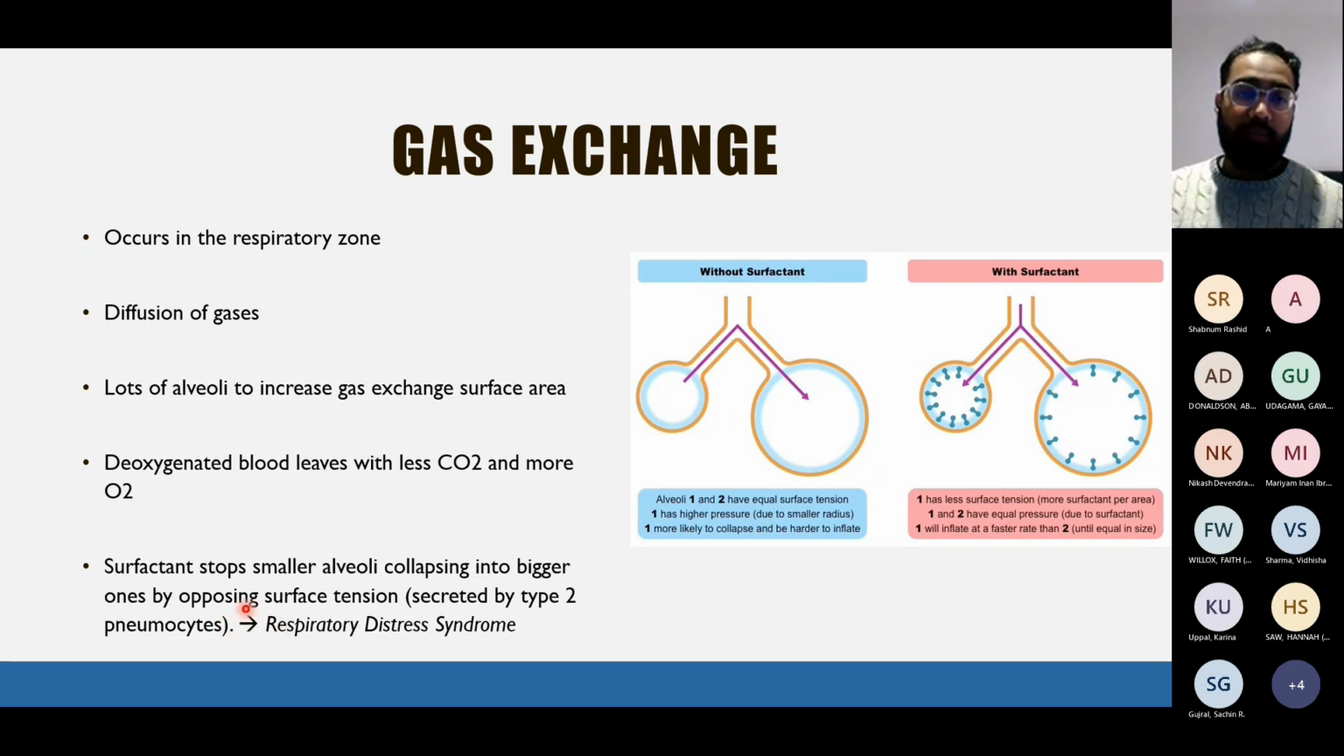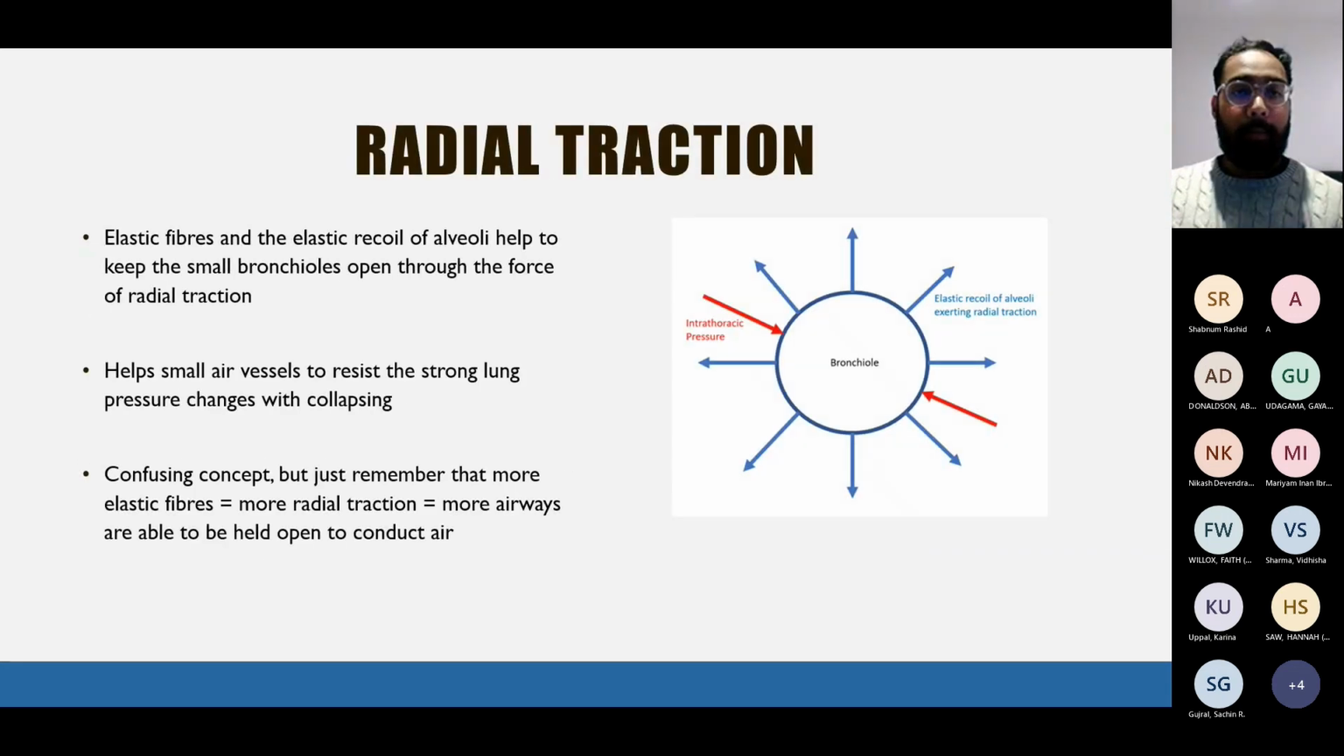And then when the premature baby is born, there's a much reduced chance that they'll have respiratory distress syndrome because they have the surfactant. Okay.